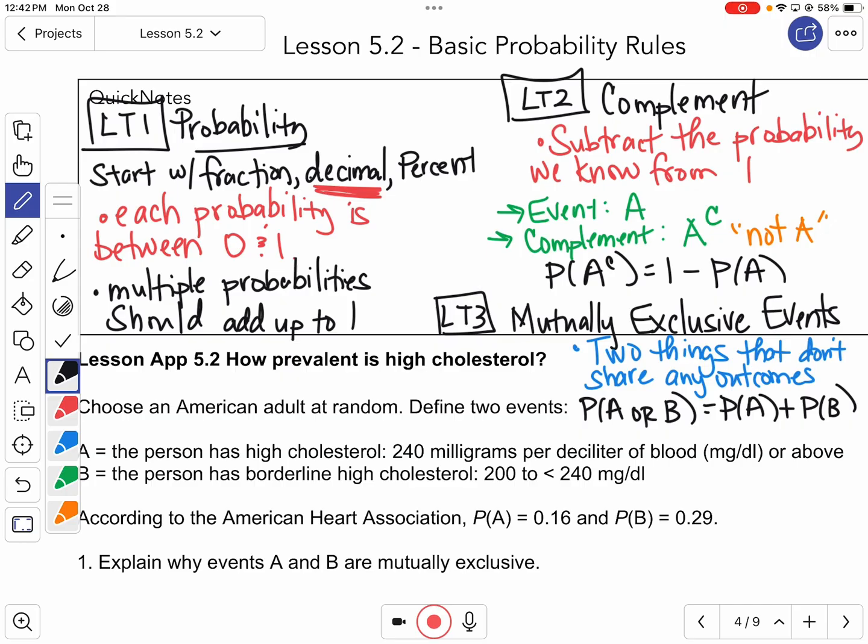So, what do we need to know from today? We need to know that our probabilities should fall between 0 and 1. And if I've got multiple probabilities, they should add up to 1. If I need a complement, it's 1 minus what we know. Okay?